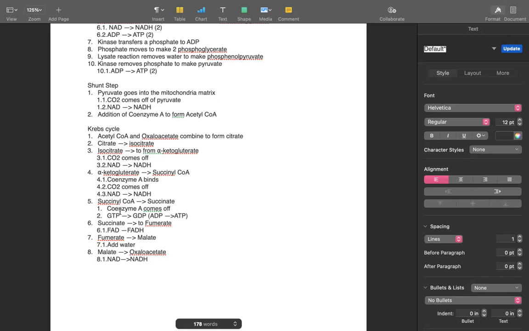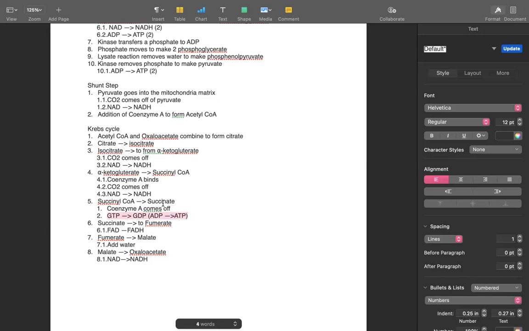Succinyl-CoA, the coenzyme A comes off, and we transform GDP to GTP. I think I wrote that backwards. Oh no. So we transfer a phosphate group to GDP. Now we have GTP, and that's going to become GDP because that phosphate group is going to immediately go from this GTP over to ADP. So we're making ATP.